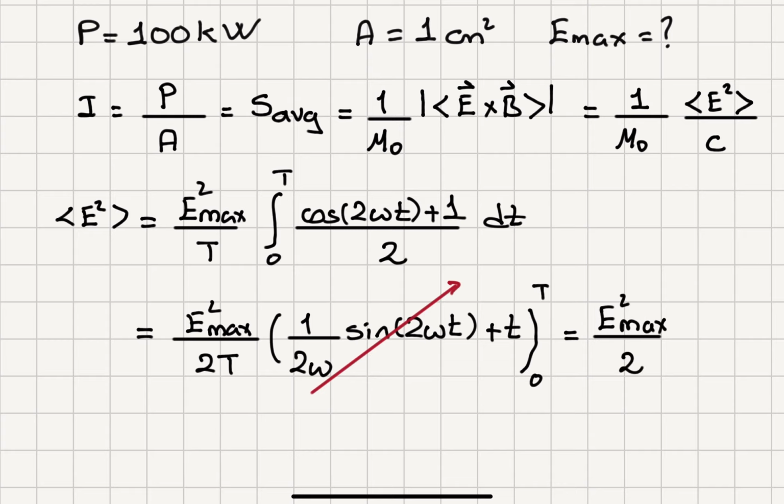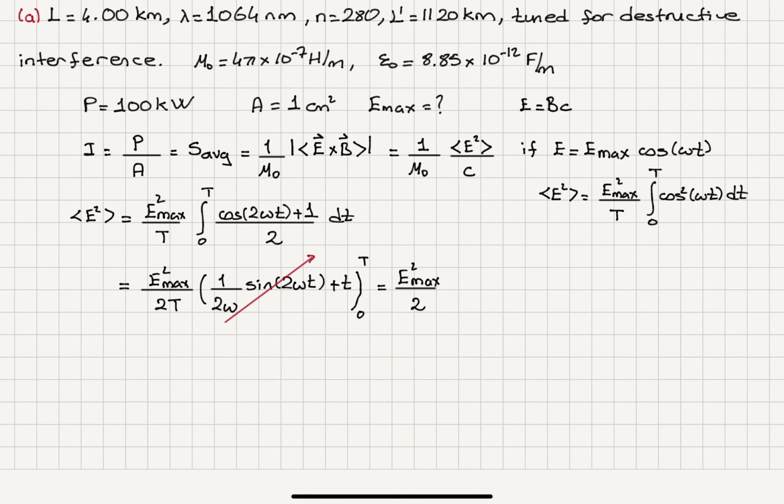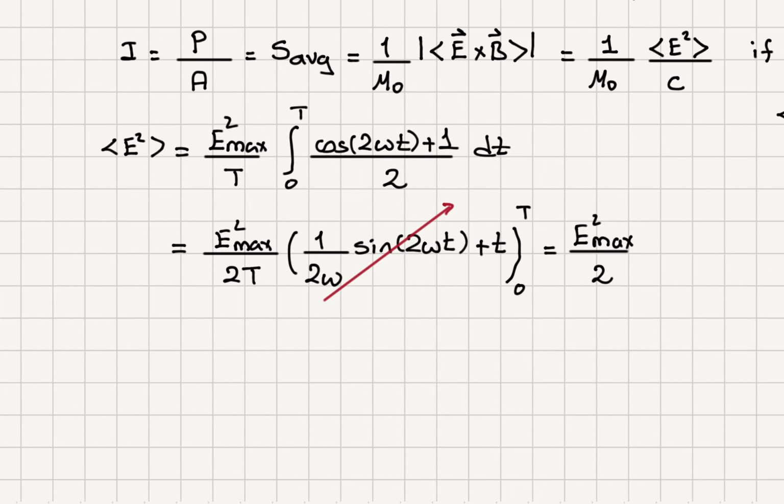Okay, so going back to my intensity expression here, 1 over mu 0 c times the time average value of the electric field squared. So I can remind myself that the intensity is 1 over mu 0 c, E max squared over 2.